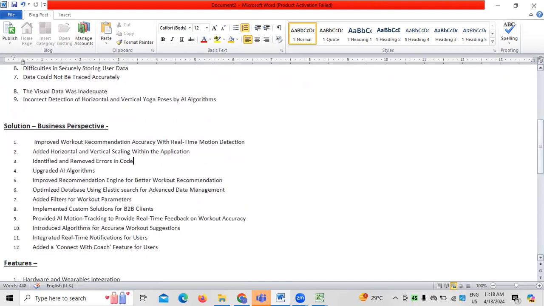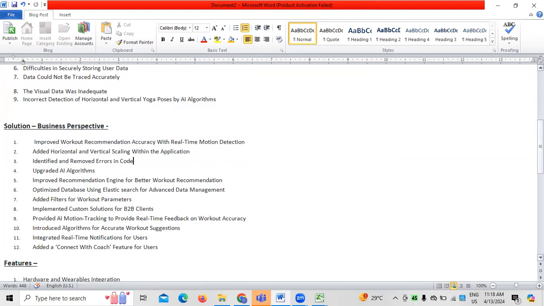Now, from the business perspective, what are the solutions we are going to provide? We focus more on improving the workout recommendations so that accuracy in real-time motion detection will be possible. At the same time, taking the bottlenecks into consideration, we are adding horizontal and vertical scaling within the application so that poses, yoga poses and everything can be captured, so that we can see how effectively they are working out. So that can be detected and identified.